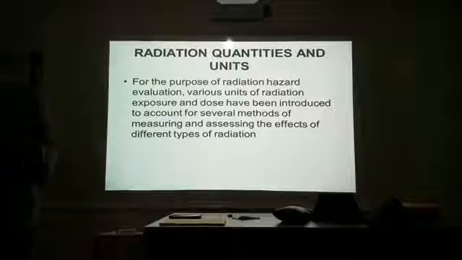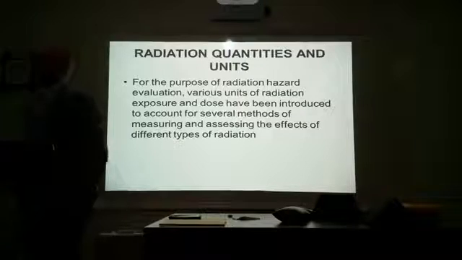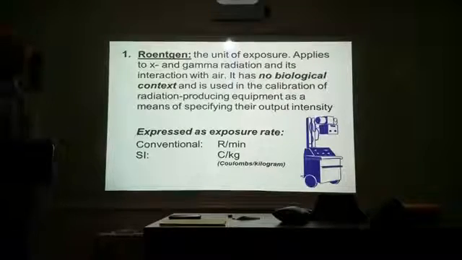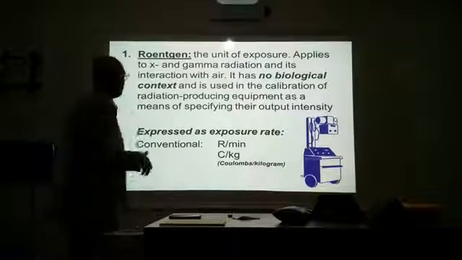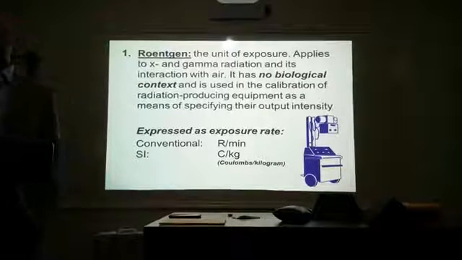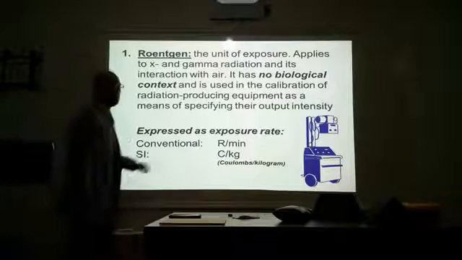Exposure. Let's talk about how we're going to measure these exposures. We're going to be talking about radiation quantities and units. Number one is the Roentgen. I've already introduced the Roentgen to you a couple of weeks ago with the inverse square law. Roentgen measures exposure rate.